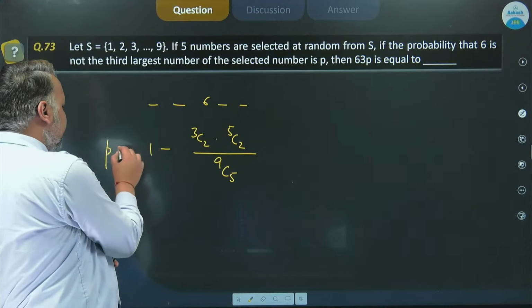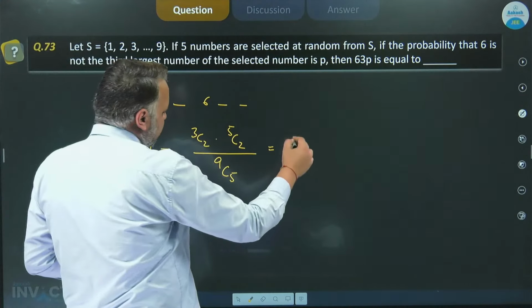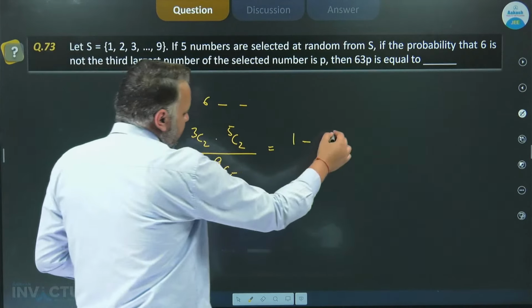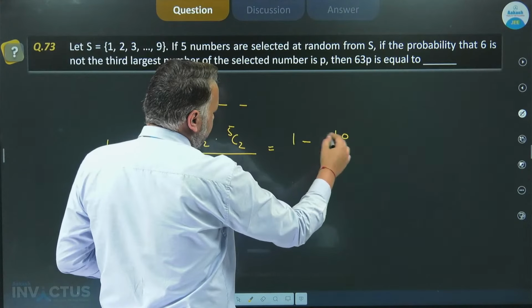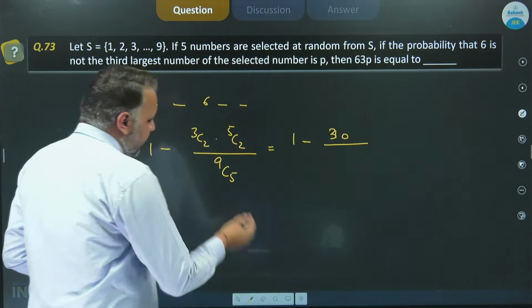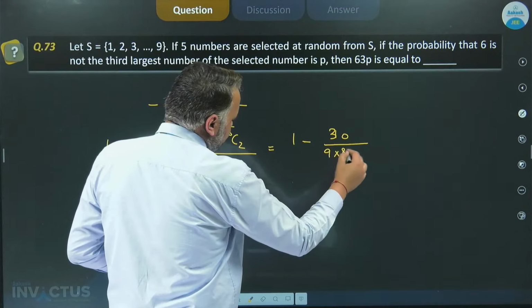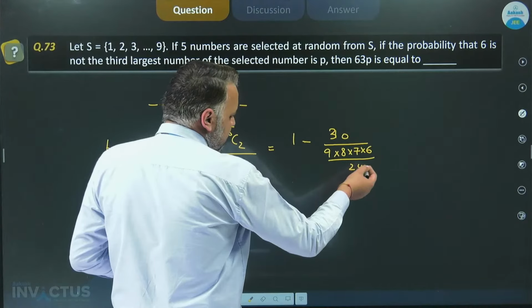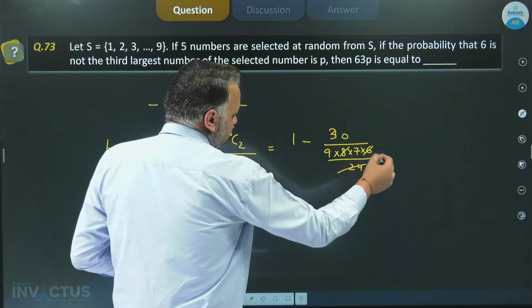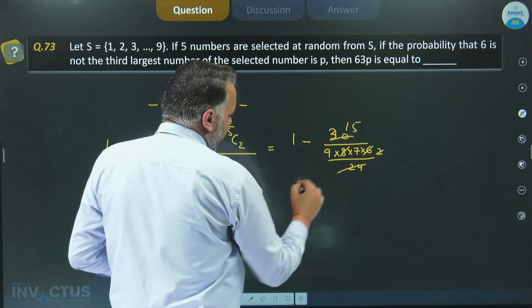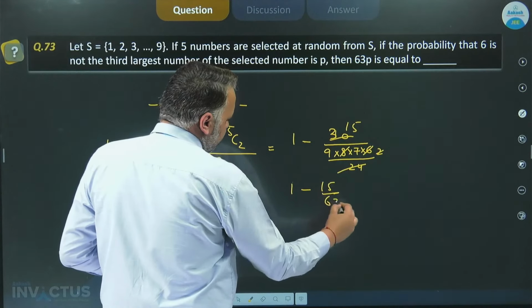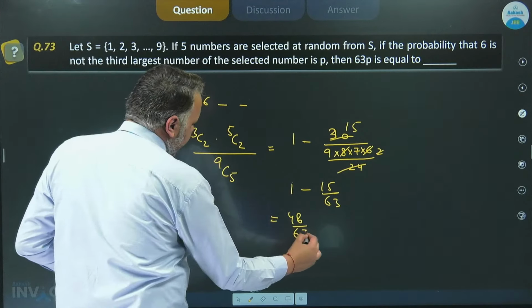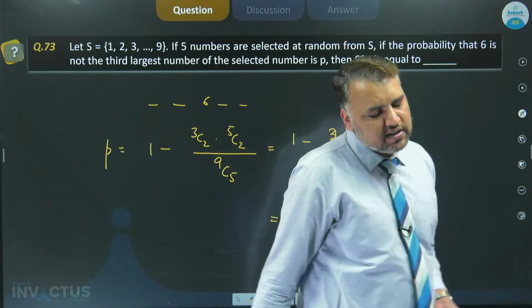So this is P. Now if we calculate this, this is nothing but 1 minus, this is 10 into 3, so 30, divided by 9C5, 9C5 is 9, 8, 7, 6 divided by 24, and this is nothing but 1 minus 15 divided by 63. So if we calculate this, this is 48 divided by 63. We have to comment on 63P only. So the answer must be 48.